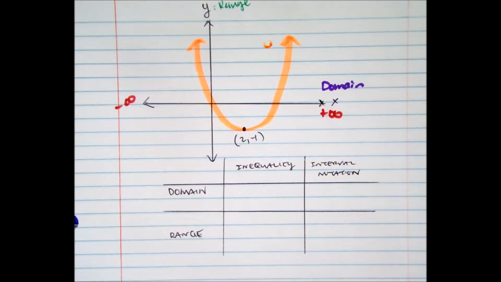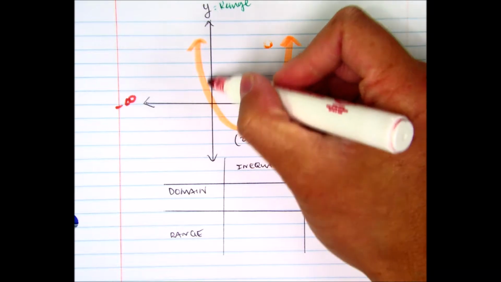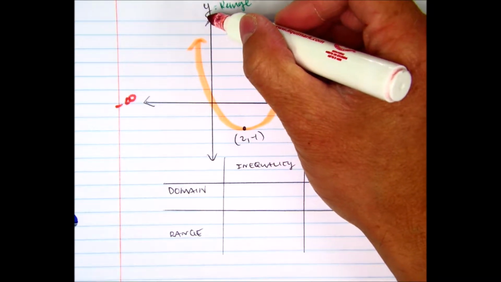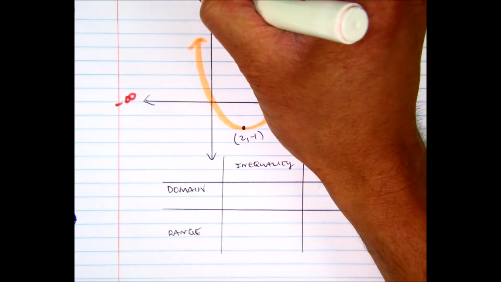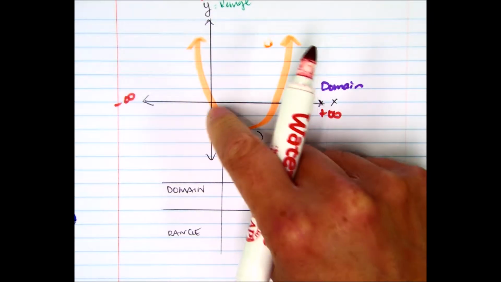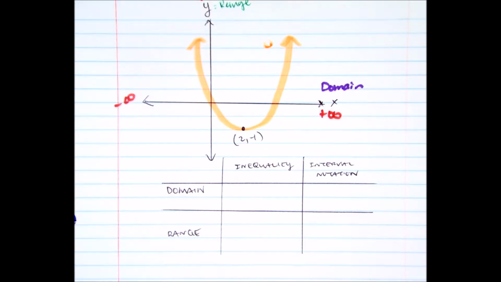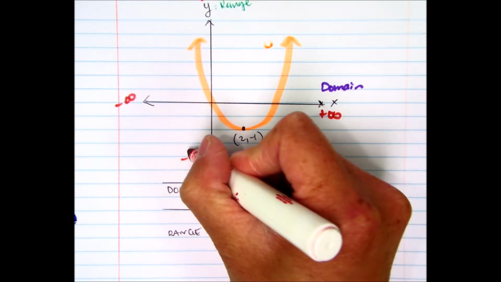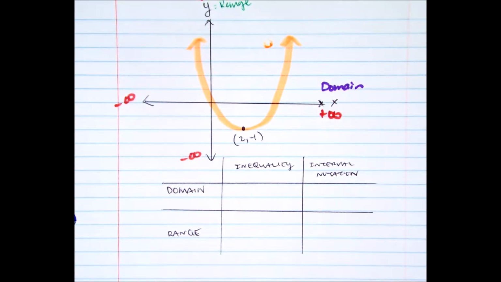Okay? Now eliminate the x-axis in your mind. Let's focus on the y now. If you go up, what do you think that is? Positive infinity. And if you're going down, that's going to be negative infinity.